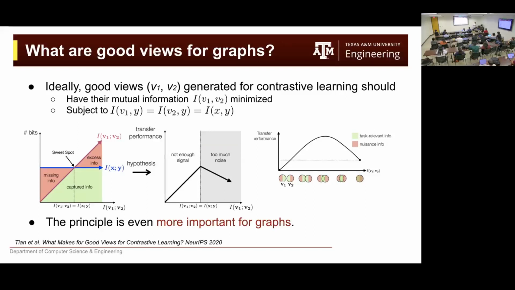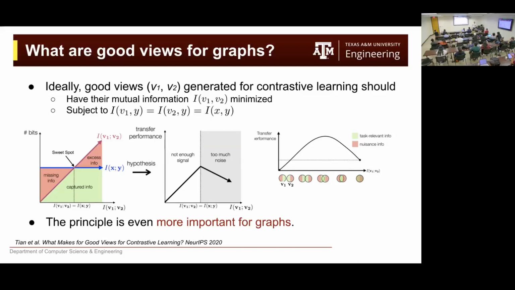Basically, optimal views, a pair of views V1 and V2 generated for contrastive learning, should satisfy two conditions. The first one is that we want the two views to have their mutual information minimized. So we want them to be as different as possible, but subject to the condition that both augmentations should not miss any information related to the downstream label.